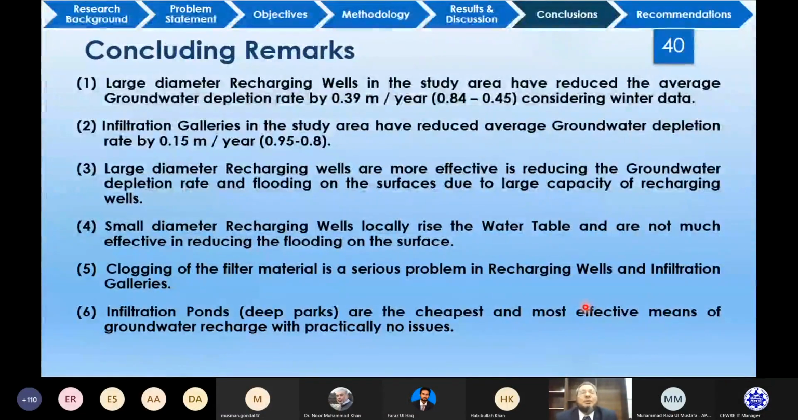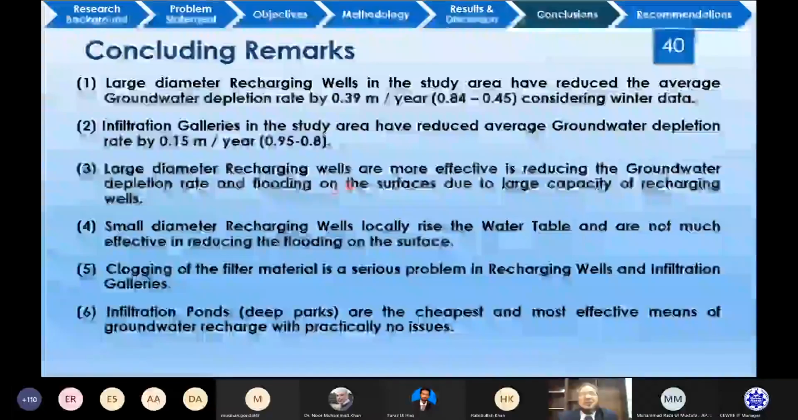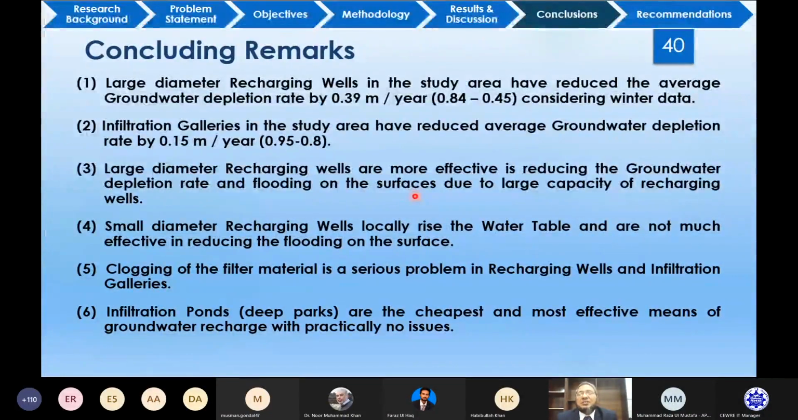And now these are the concluding remarks based on these two studies. Large diameter recharging wells in this study area have reduced the average groundwater depletion rate by 0.39 meter per year, considering winter data. Whereas infiltration galleries in the study area have reduced the average groundwater depletion rate by 0.15 meter per year. It means that the large diameter recharging wells are more efficient. So large diameter recharging wells are more effective in reducing the groundwater depletion rate and flooding on the surface due to the large capacity of recharging wells.